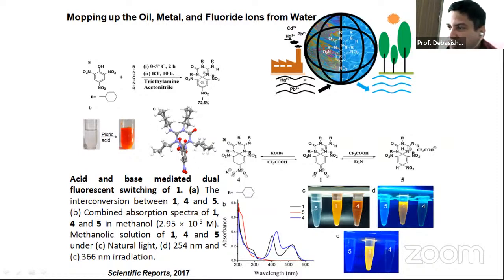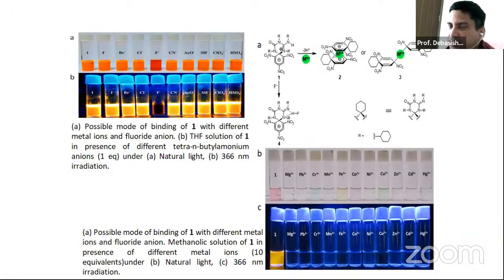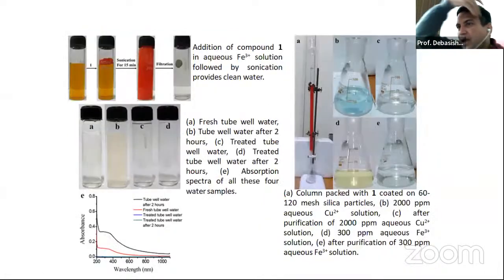We first used this compound for sensing different metal ions and anions, and what we have seen is that they are doing very well at sensing these metal ions and anions. Here you can see we have tried various anions and cations, and these are sensing the metal ions and anions in aqueous medium very nicely. Then we have utilized that property to clean the water from the metal ions.